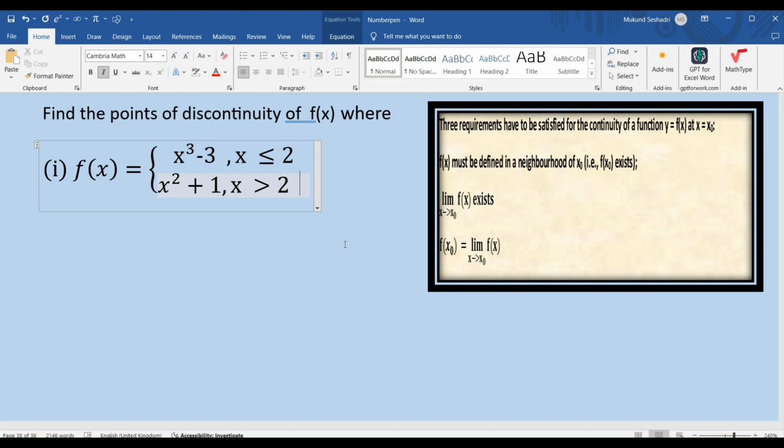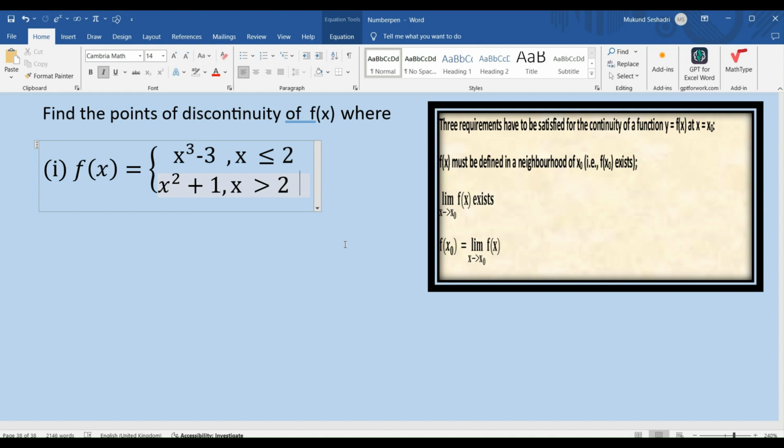So we have the problem on your screen. Find the points of discontinuity of f of x, where f of x equals x cubed minus 3 for x less than or equal to 2, and f of x equals x squared plus 1 for x greater than 2, right?